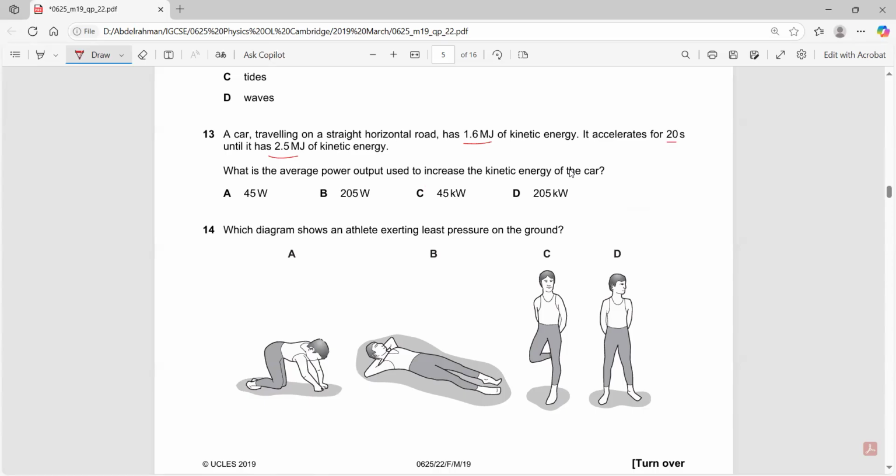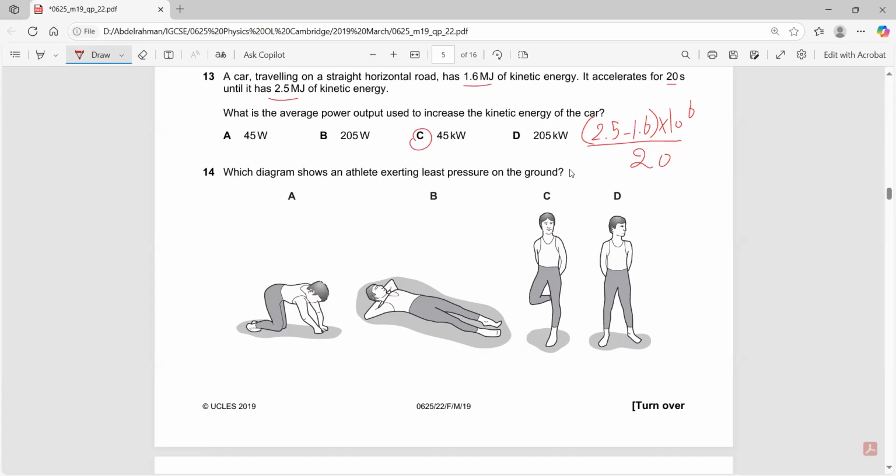The difference in the kinetic energy would be 2.5 minus 1.6 megajoules, right? 2.5 minus 1.6 megajoules, which is times 10 to the power of 6, divided by 20 seconds. This will give you 45,000 watts, or basically 45 kilowatts.